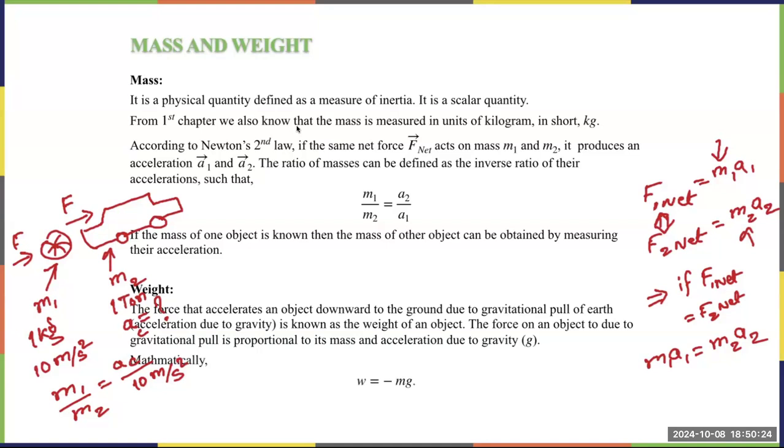So now here, this weight is written as negative mass times gravity. Why negative? Because it is pulling towards the ground, towards the center of the Earth, right? From the surface inward. It is not pulling from the surface outward, it is from the surface to the inward. Okay.